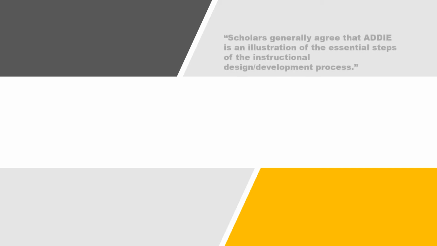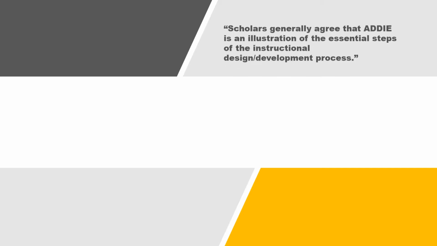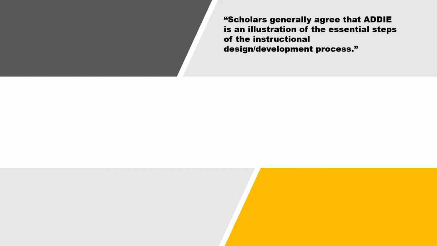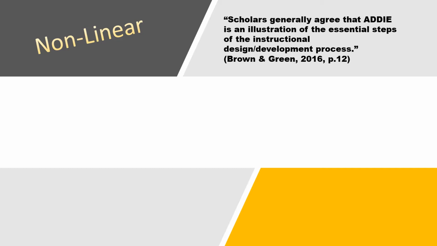As the Kemp, Morrison, and Ross design model is an extension of the ADDIE process, as Brown and Green state, scholars generally agree that ADDIE is an illustration of the essential steps of the instructional design or development process. As discussed earlier, this model differs from others such as the Dick and Carey model as it is non-linear and does not provide a specific order. Thus, it can be applied in instructional design for teaching and learning much more easily and fluently with a great degree of flexibility. An instructional designer can begin at any point, including a situation in which some steps or information has already been gathered or given to them, and continue the process seamlessly with this model.